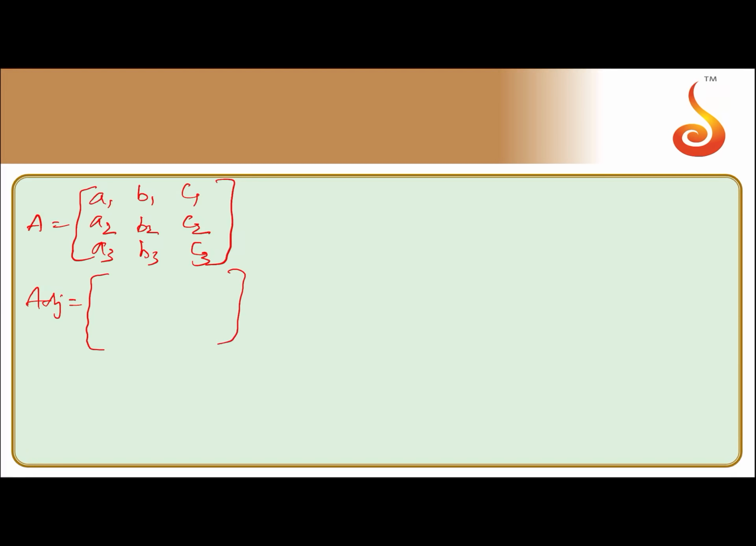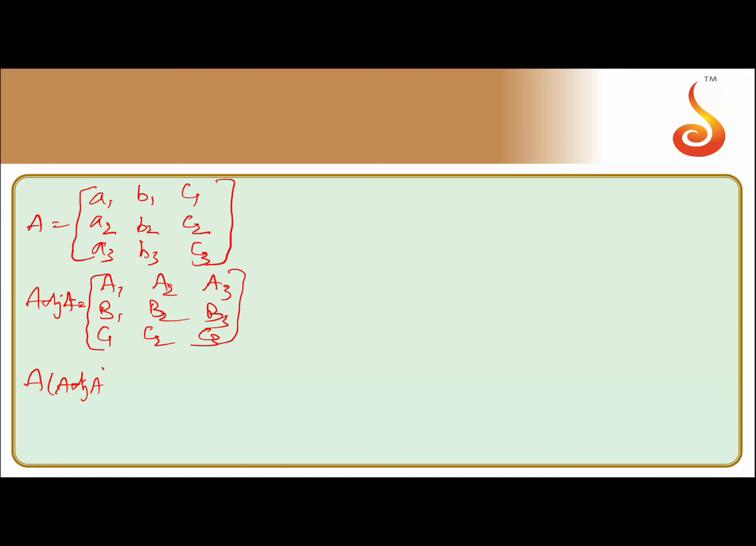As I told you, adjoint is nothing but the transpose of the matrix of cofactors. That means the columns should be taken as rows, wherein elements are replaced by corresponding cofactors. The cofactors are represented by capital letters. Here the small letters A1, A2, A3 go vertically, and here we take them horizontally: A1, A2, A3, B1, B2, B3, C1, C2, C3. Okay, let me multiply A and adjoint A. This is the adjoint of A.